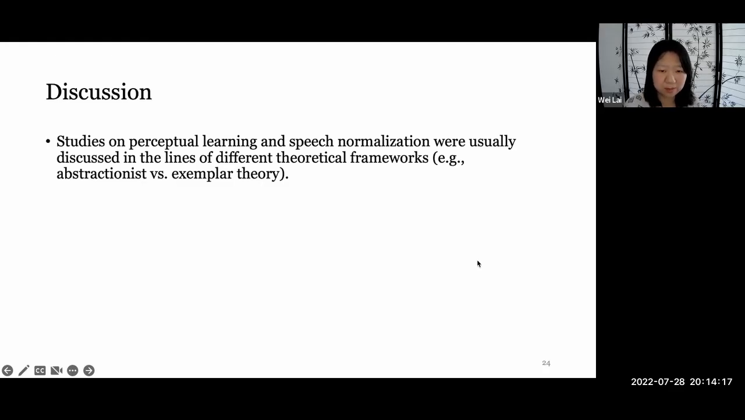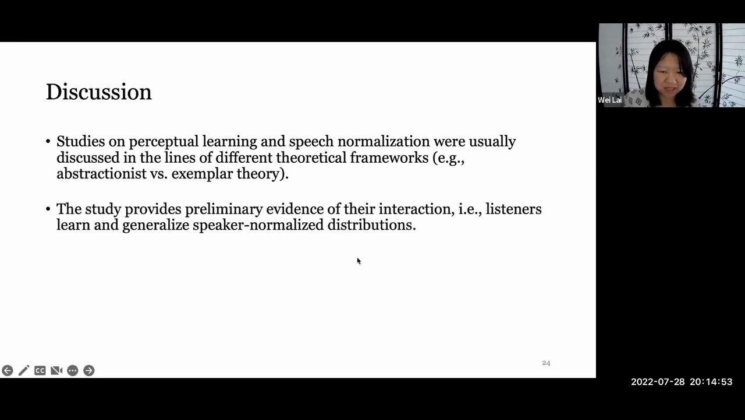Okay, to start our discussion, we want to throw it out that studies on perceptual learning and studies on speech normalization were usually cited to support very different theoretical frameworks. So perceptual learning studies were usually interpreted to highlight the importance of phonetic details and the flexibility of linguistic representations, whereas normalization studies were usually interpreted to show that listeners are good at casting aside speech variability and arriving at abstract linguistic units. But our study provides some preliminary evidence of their interaction.